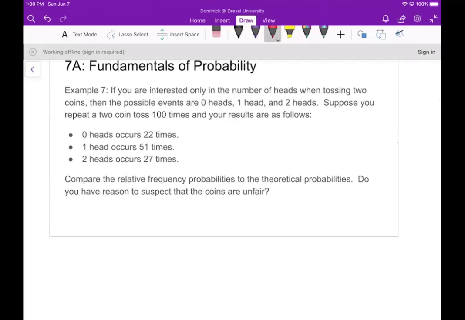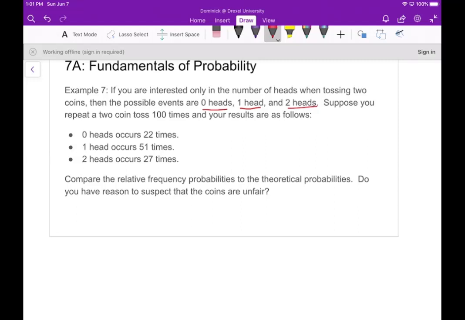Okay, now in the next example, we're interested only in the number of heads when we toss 2 coins. Well, the possible events from that, of course, would be 0 heads, 1 head, or 2 heads. Now, suppose we repeat the 2 coin toss 100 times and we have the following results. We have 0 heads 22 times, 1 head 51 times, and 2 heads 27 times.